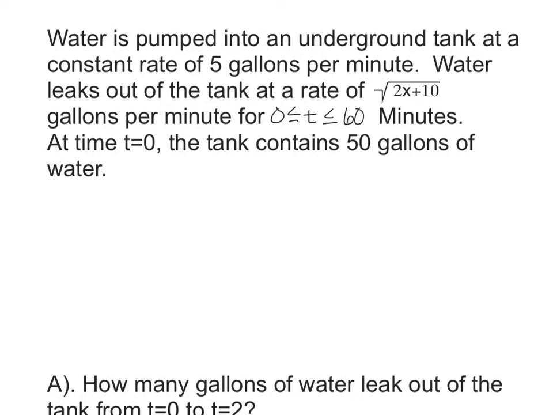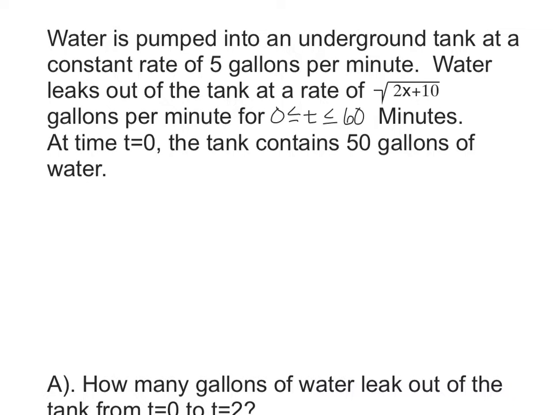Water is pumped into an underground tank at a constant rate of 5 gallons per minute. Water leaks out of the tank at a rate of radical 2x plus 10 gallons per minute for t between 0 and 60 minutes. At time t equals 0, the tank contains 50 gallons of water.